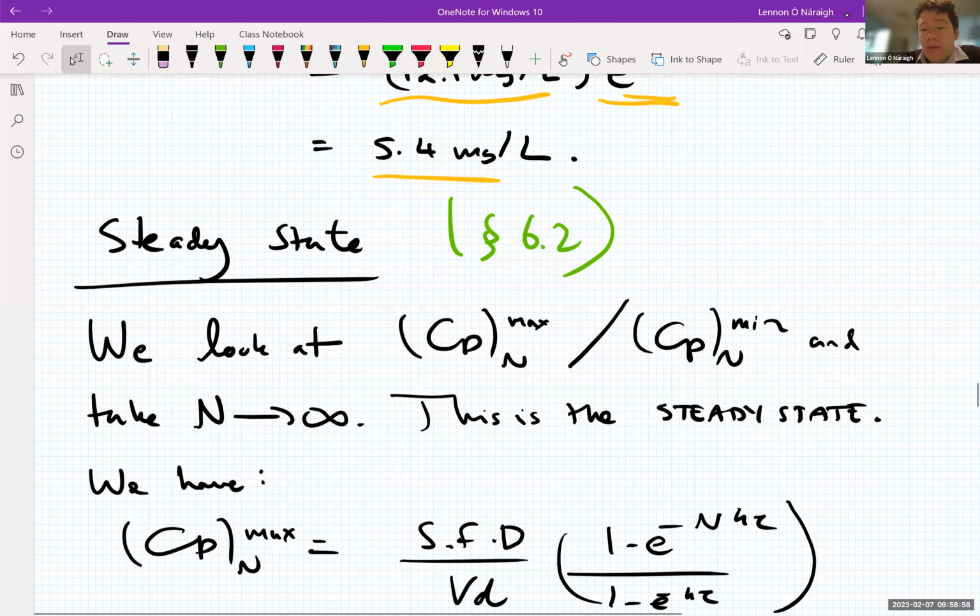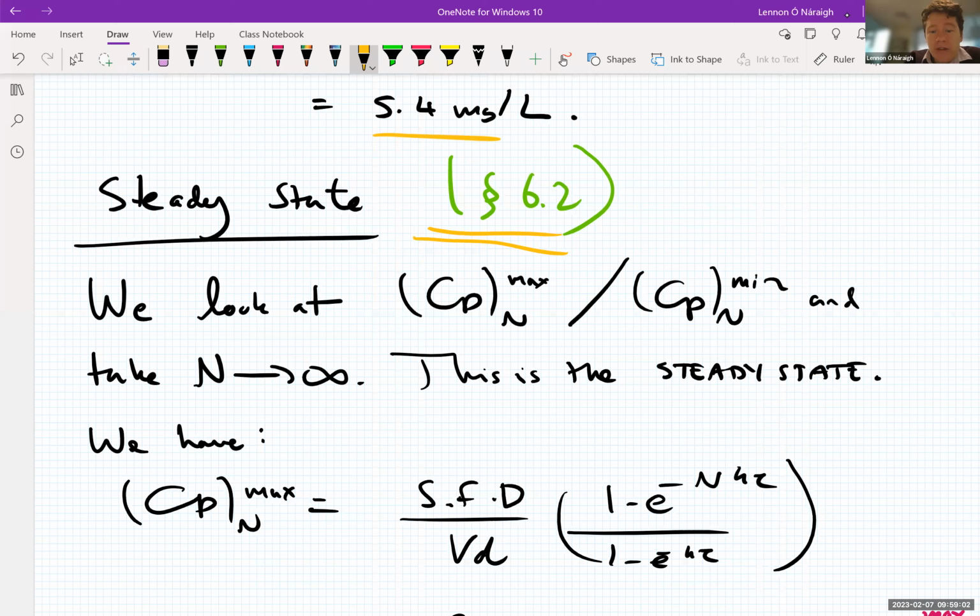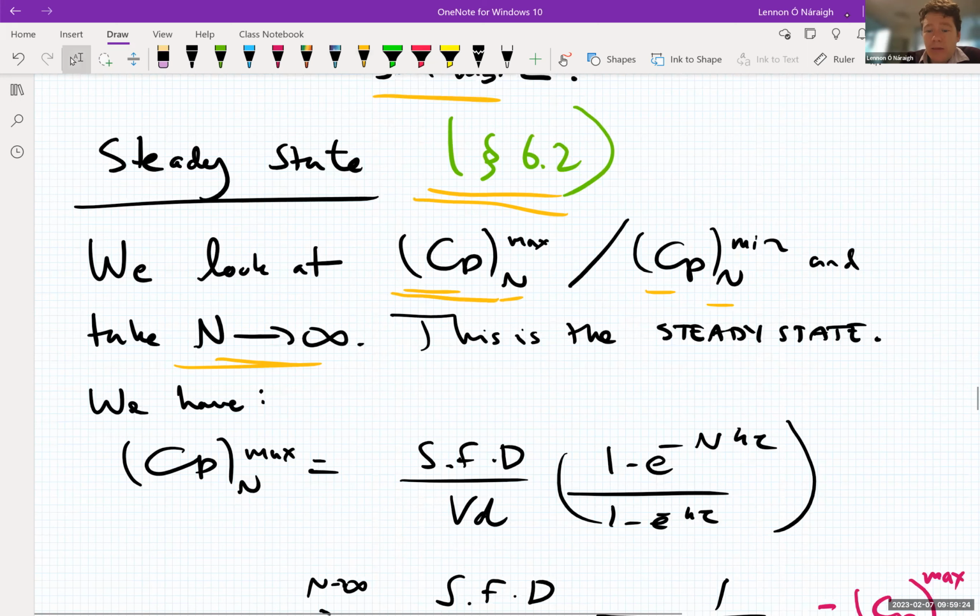I also want to tell you something about the steady state plasma concentration. The idea here is to look at Cp max N and Cp min N in the limit as N goes to infinity. Imagine if you took this drug repeatedly, day after day, then a steady state would happen eventually, where there's a balance between the amount of drug eliminated from your body and the amount coming in through the repeated doses. When this balance happens, you're in the steady state.